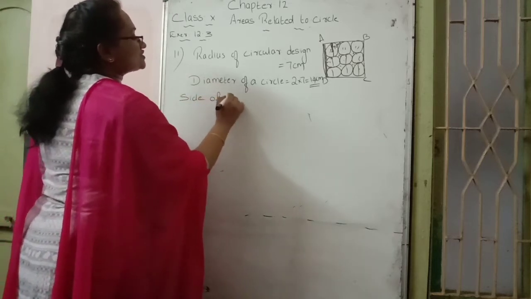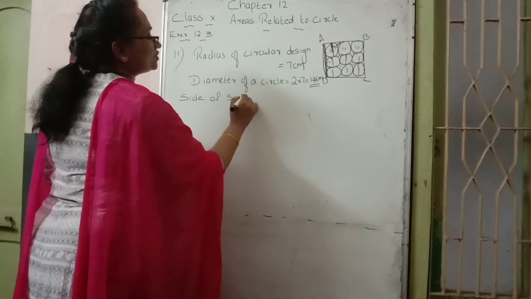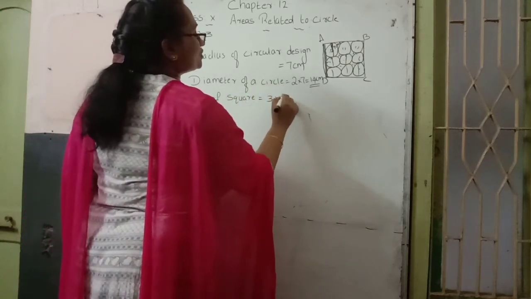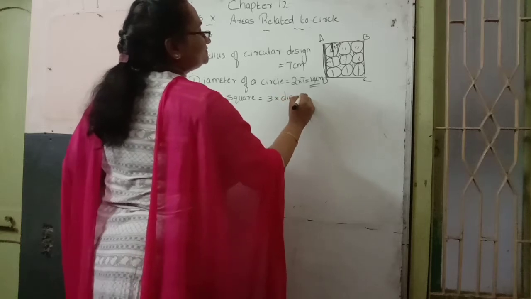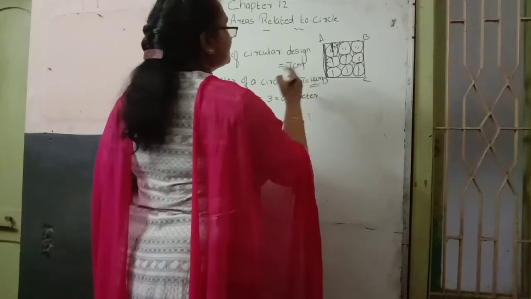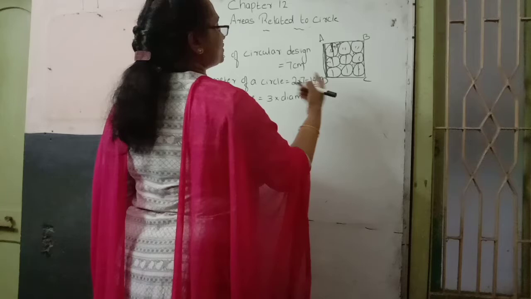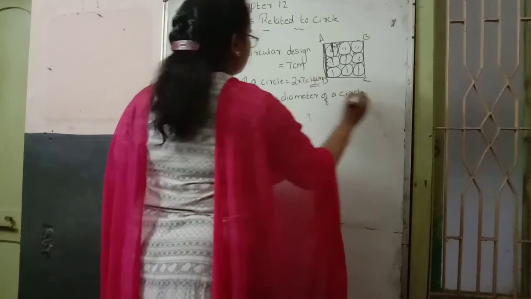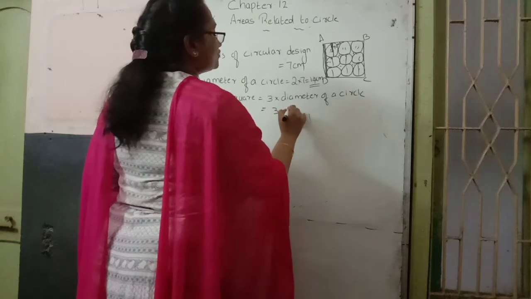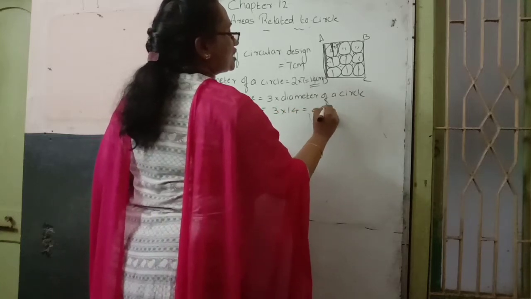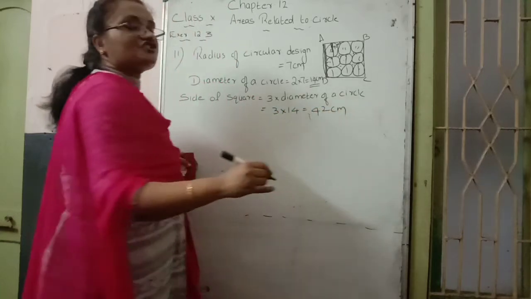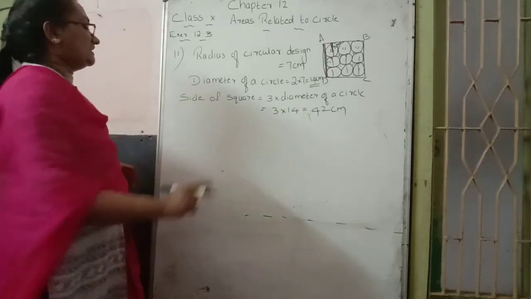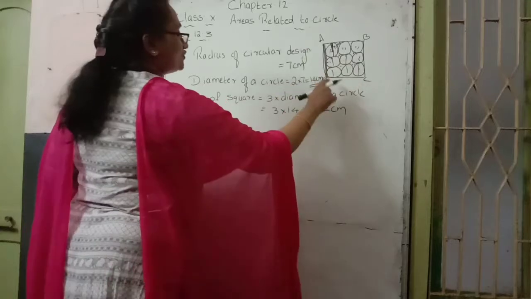Then the side of the square we can write. Side of square is equal to 3 into diameter of how many circles? 3 circles. That's why 3 into diameter of a circle. That is 3 into 14. 3 into 14 becomes how much? 42 centimeter is the side of the square. Get it, the square side will be 42.